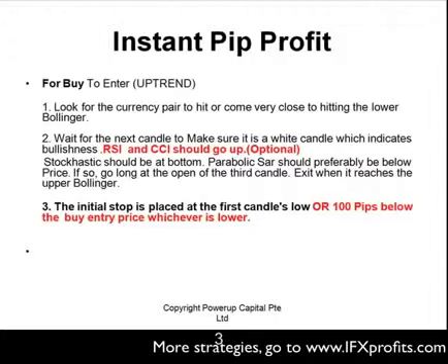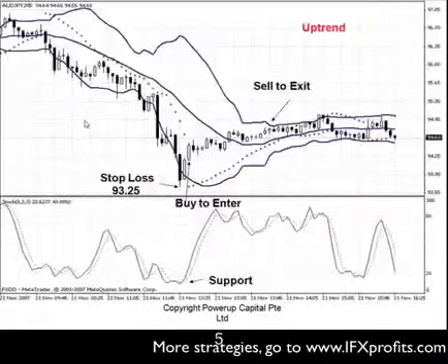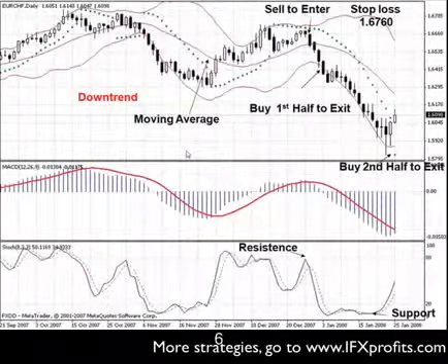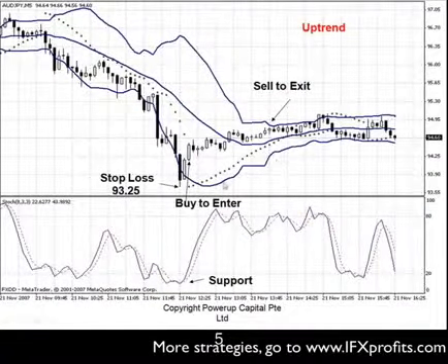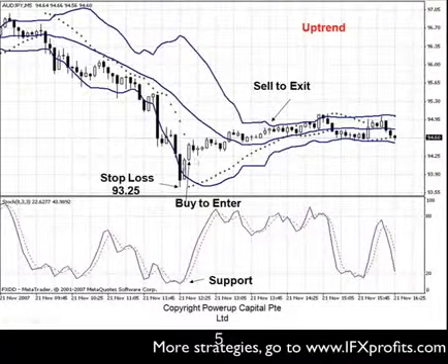Now let's look at buying to enter. Now when you buy to enter, you make sure it is an uptrend. The most important indicator in instant pip profit is the Bollinger Band. What you want to see is the currency pair hit or come very close to hitting the lower Bollinger. So you can see over here, this line below is the lower Bollinger Band and this line above is the upper Bollinger Band. You want to see the currency hitting the lower Bollinger Band, which is this black candle.